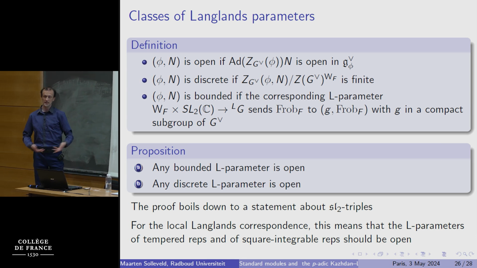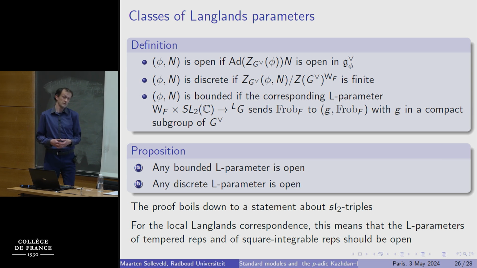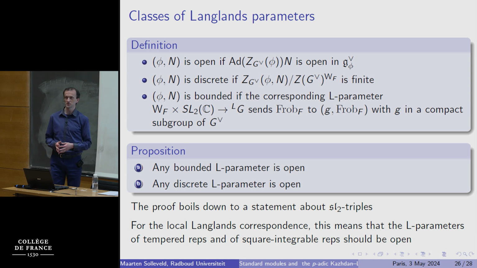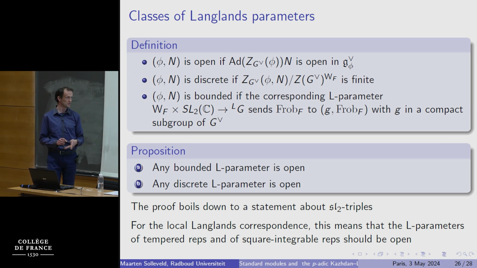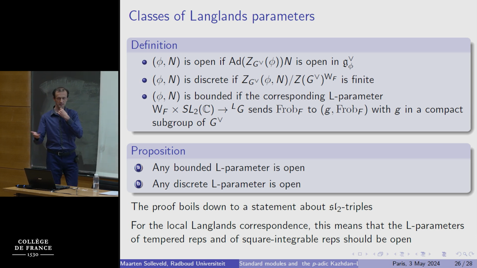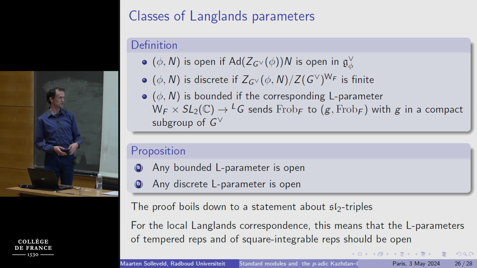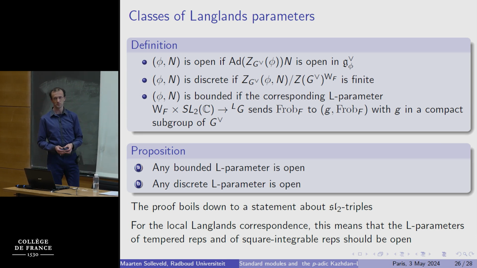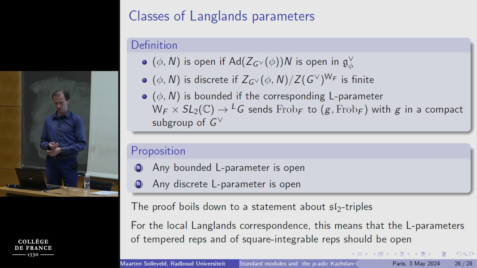namely that in the local Langlands correspondence, bounded parameters are going to correspond to tempered representations. Discrete series representations will correspond to discrete Langlands parameters. And there, this already predicts that the standard module obtained from a packet of square integrable representations is irreducible and has an open parameter. That the standard module is irreducible is almost obvious, so that doesn't tell you much news, but it does tell you that for discrete series representations or tempered representations, the Langlands parameters are supposedly open.